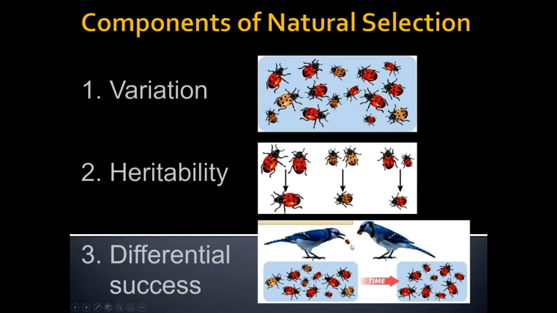And of course, over time, if more yellow beetles are being eaten than red beetles, eventually we lose yellow beetles at some rate, and we might end up with either rapidly or slowly a population that is just completely red and somewhat toxic so that the birds stay away from them. Okay? So variation, heritability, and then differential success. And over time, this will cause a population to change.